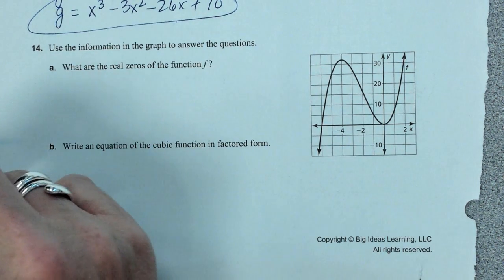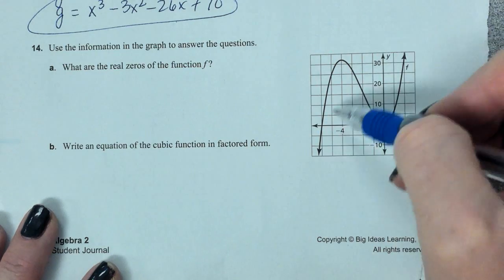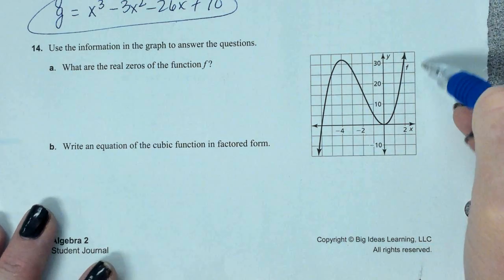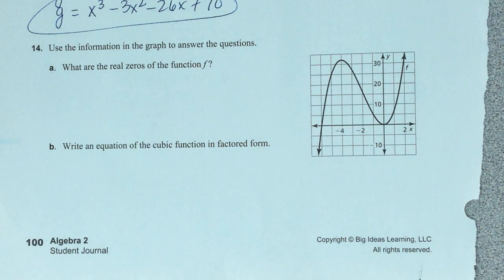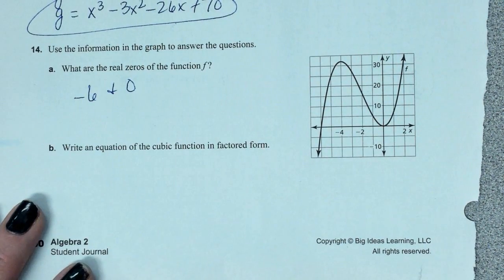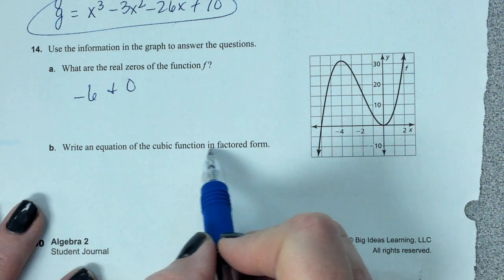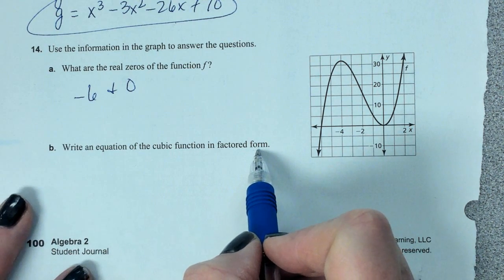Caroline, what are they? You have the zeros. What are the zeros? Right. Negative 6 and 0. Look at the next one. Write an equation of the cubic function in factored form.